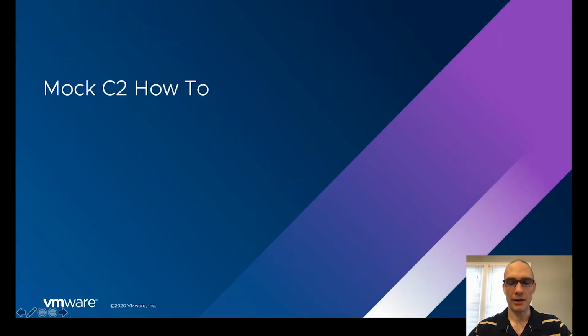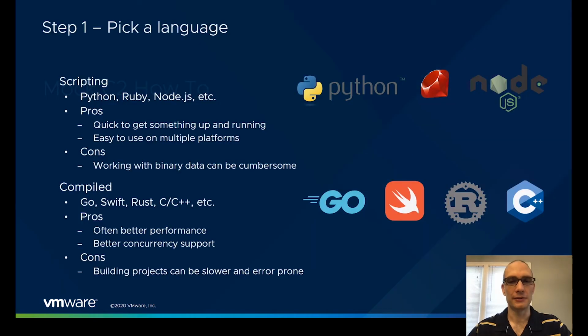So let's talk about how you would go about creating a Mock C2. The first step is really the most straightforward. You just want to pick a programming language. And there's really, I think, two paths you could go down, either kind of using a scripting language or using a compiled language. There's pros and cons of each.